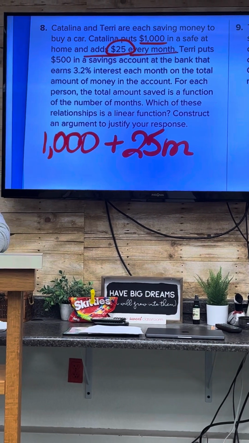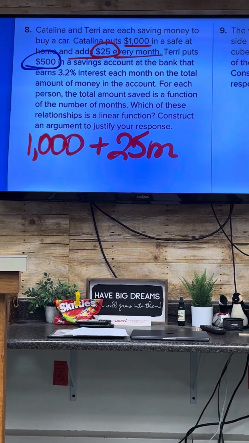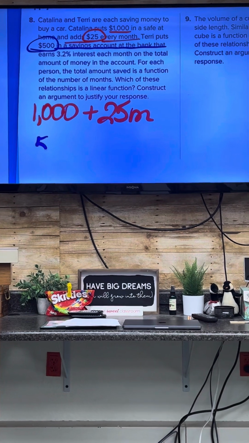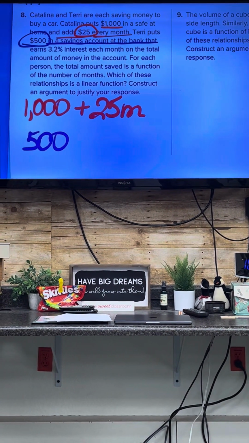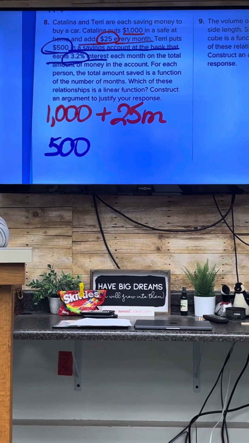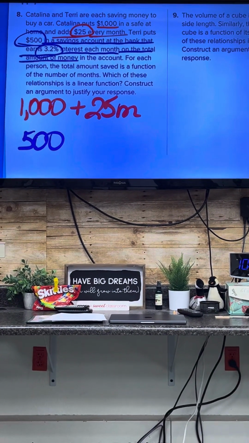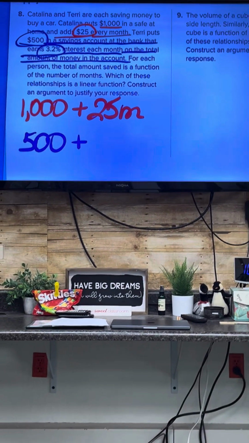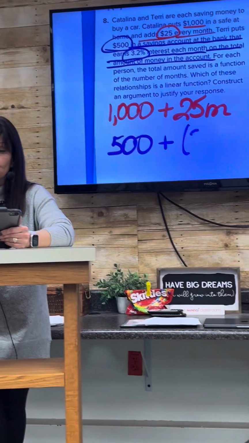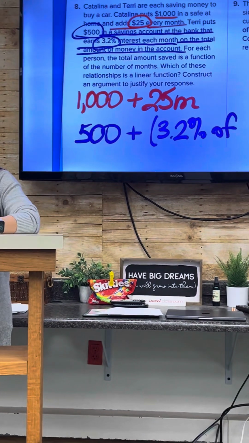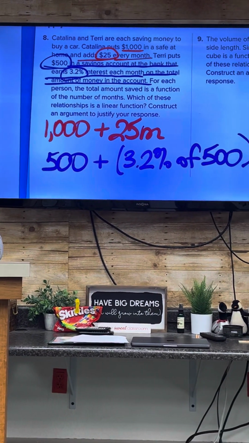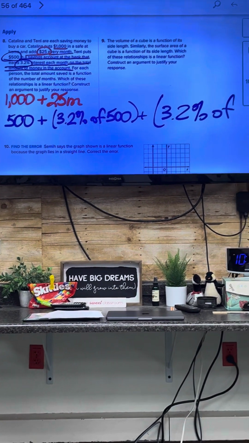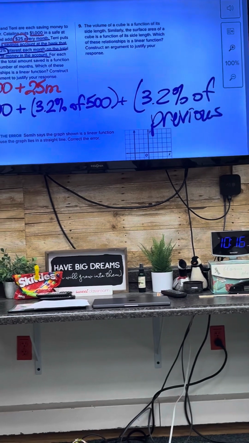Okay, so now let's analyze. Terry puts $500 in a savings account at the bank. So what is the constant for that situation? 500. And then it earns 3.2% interest each month on the total amount of money in the account. So it would be plus, oh my gosh, that first month, it would be 3.2% of 500, right? But then the next month, it would be 3.2% of the previous month.